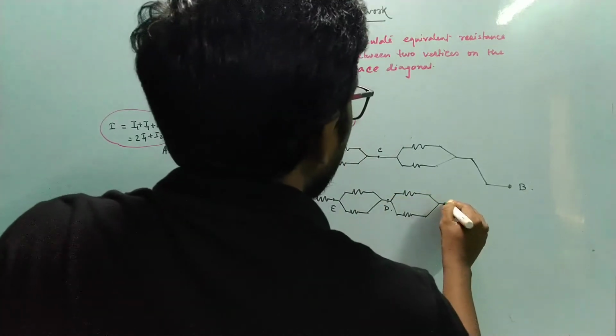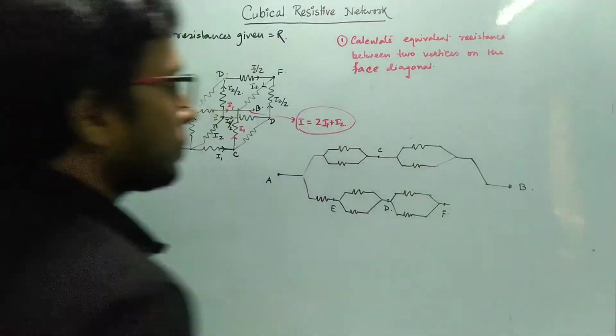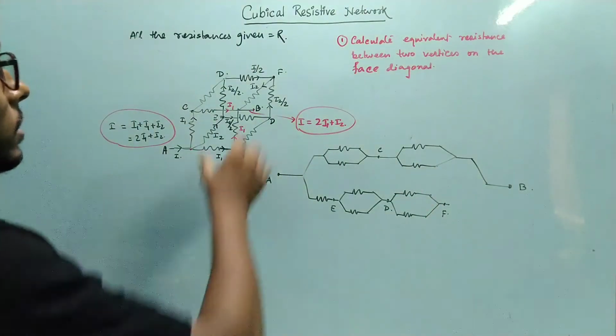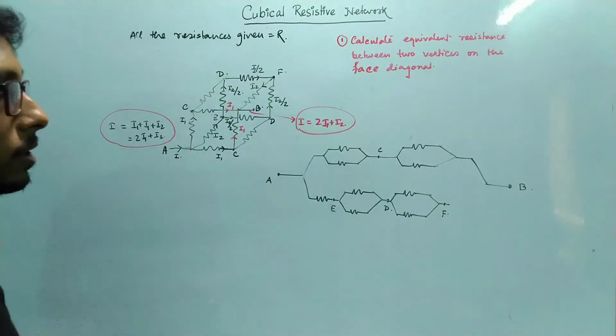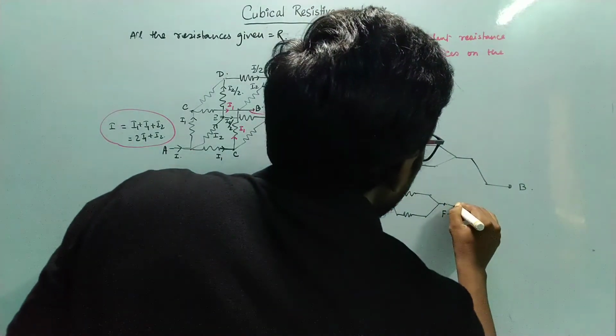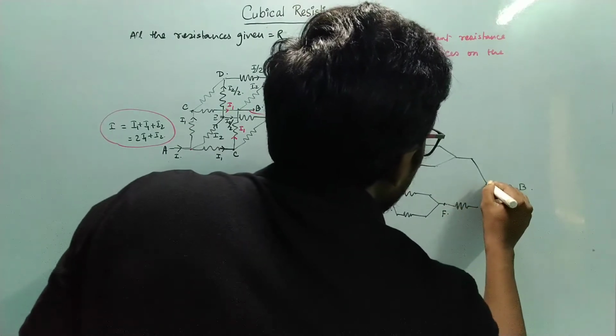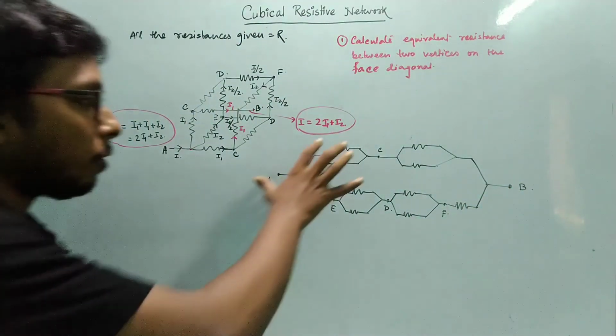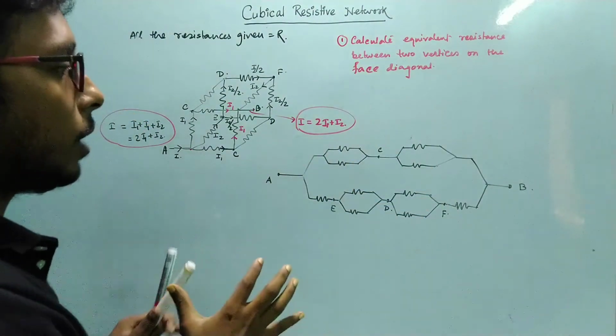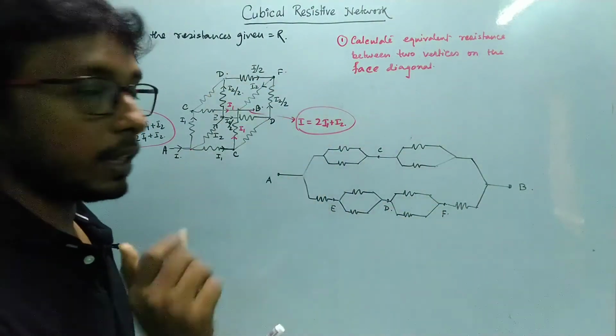They are ending at F. So this terminal is F. And you can see that between F and B there is another resistance. The values of all these resistances are R. So I have drawn 10 resistances till now.